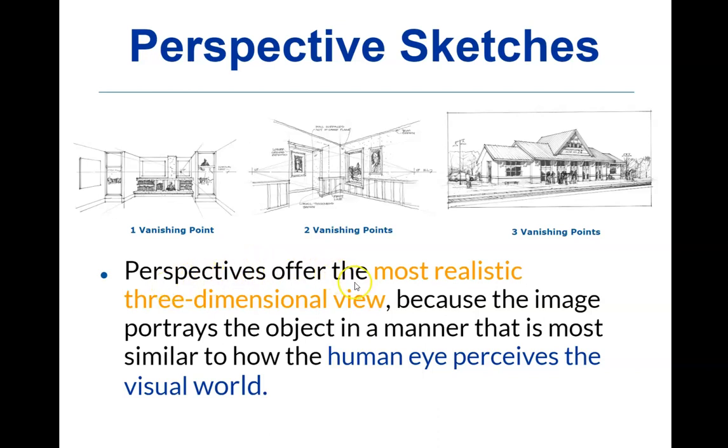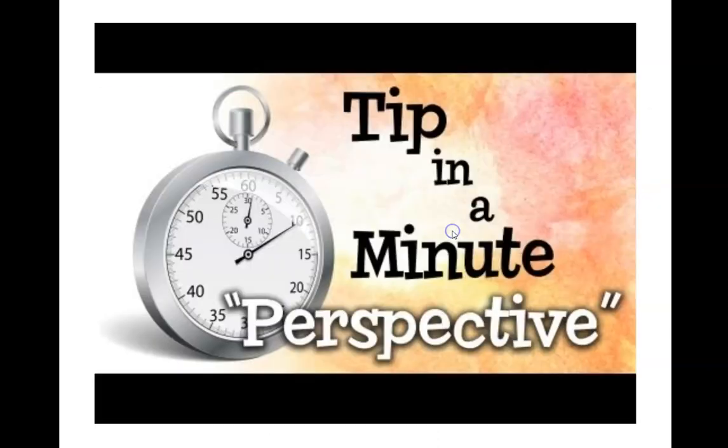Perspectives offer the most realistic three-dimensional view, as the image portrays the object in a manner most similar to how the human eye perceives the world. Obviously, when we look around, we see things in 1 point, 2 point, or 3 point perspective. We didn't really realize that it's called this. So you'll see these different room situations and life situations you've experienced before.